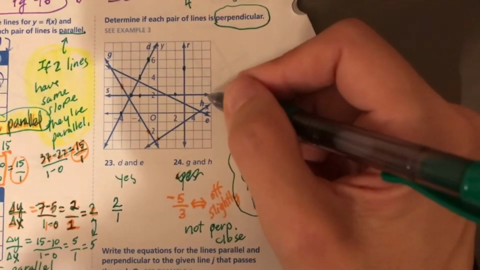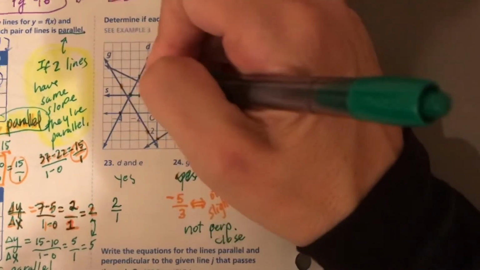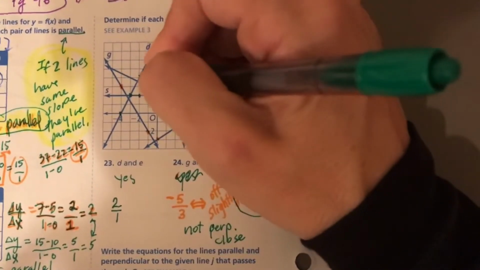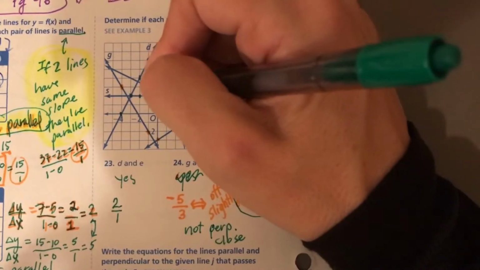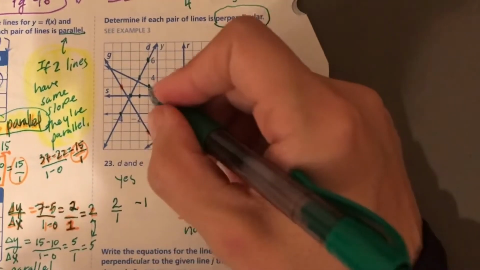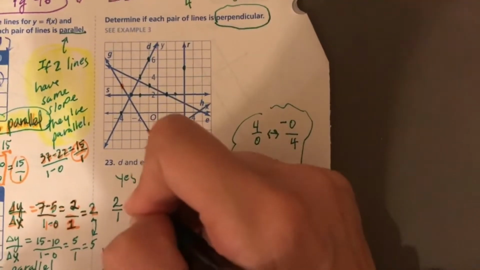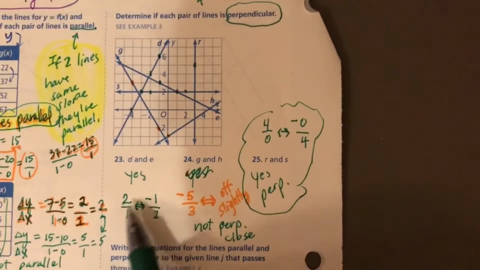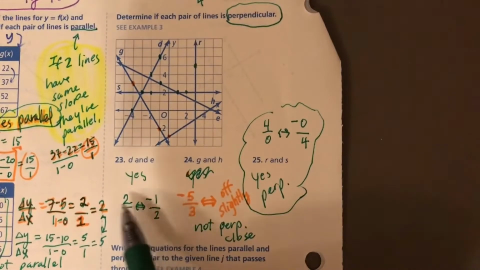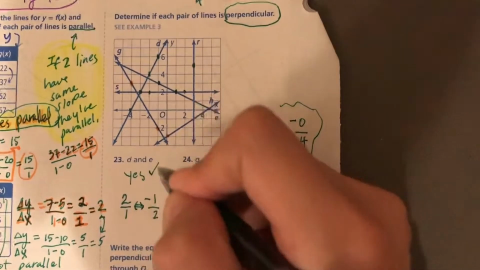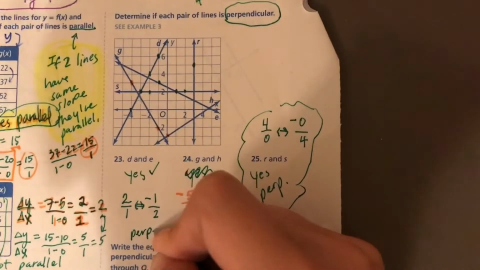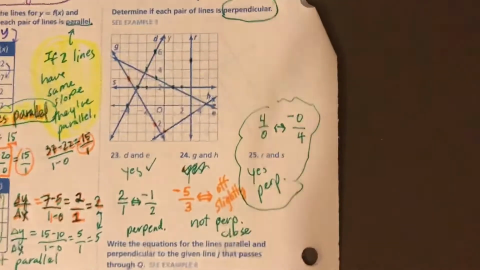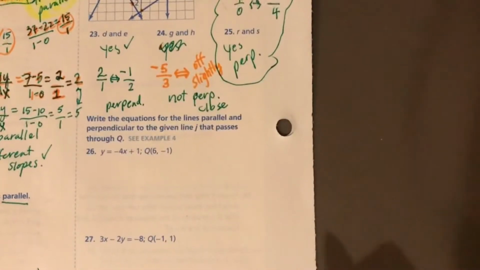Now let's look at E. So if we see E, it looks like we have a winner here. Fall 1, run 2, run 2. Notice these 2 slopes make the pattern we're looking for. One is the flipped upside down version, and one's positive and one's negative. Yes, perpendicular. Great job. All right, 3 more questions and we're done.